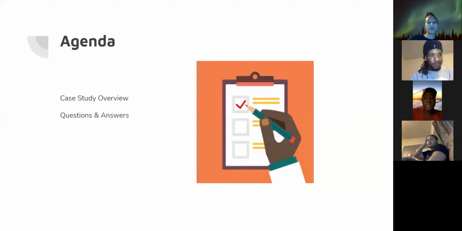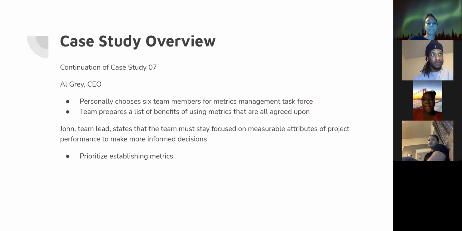So for our agenda for the presentation, we'll be doing the case study overview and then move on to the answers and questions. For the overview, it's basically a continuation of case study 7. CEO Al Gray personally chooses 6 team members for his metrics management task force, and the team prepares a list of benefits of using the metrics that are all agreed upon. John, the team lead, states that the team must stay focused on measurable attributes of the project performance to make more informed decisions and to prioritize establishing the metrics rather than all of the other things that were listed.